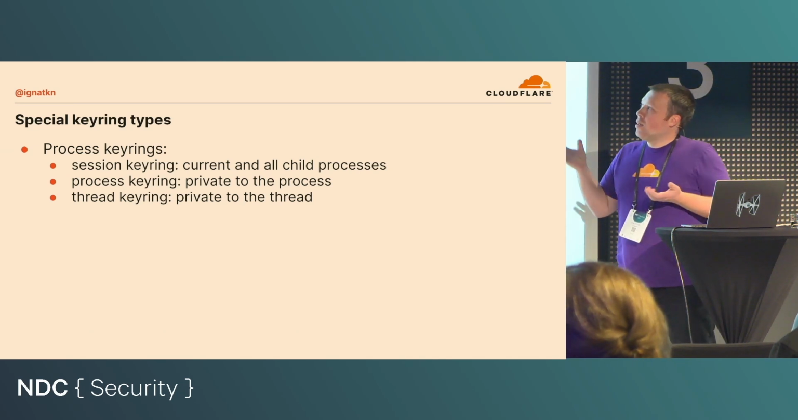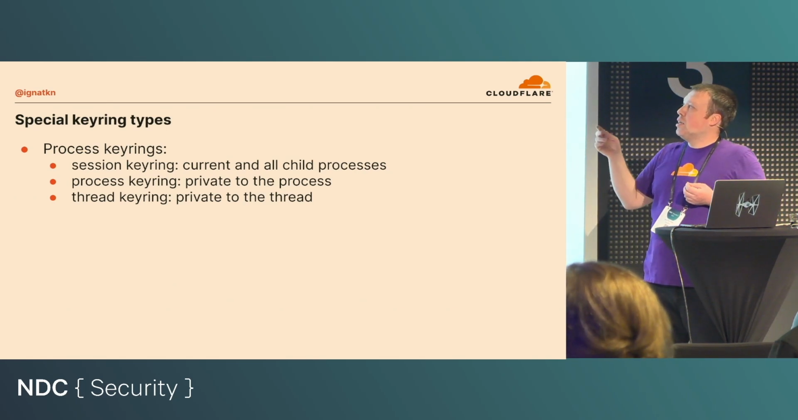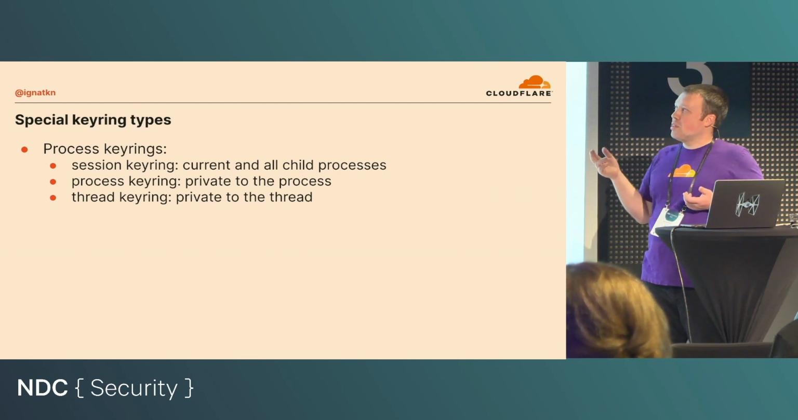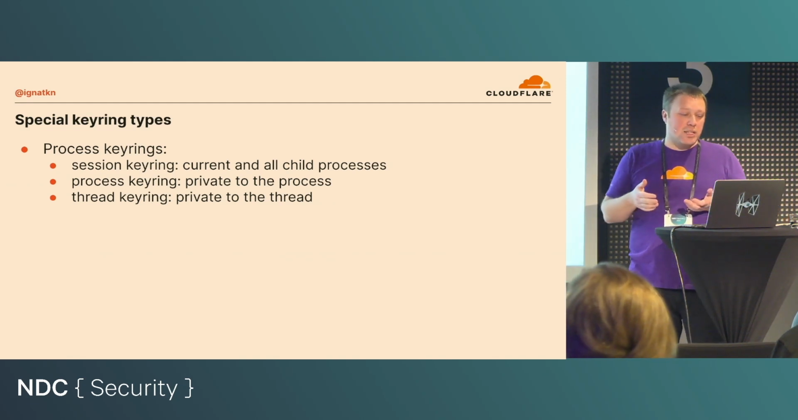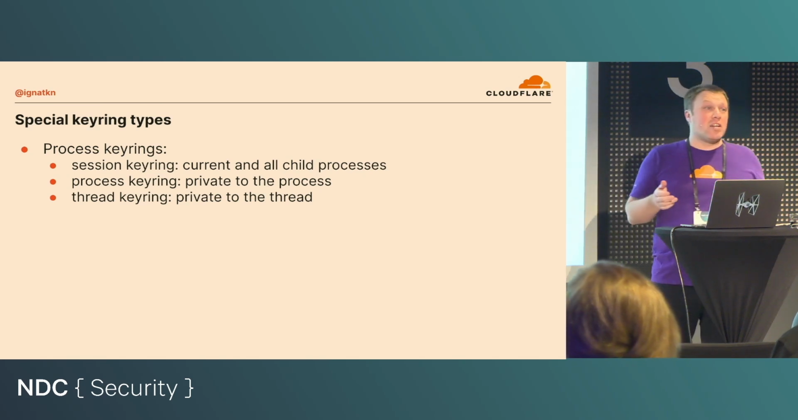creating them, right? So we have the session keyring, which is accessible to the current process and all its child processes. We have a process keyring, which is private to a specific process, and we have a thread keyring, which is private to a thread, which is very powerful as well.